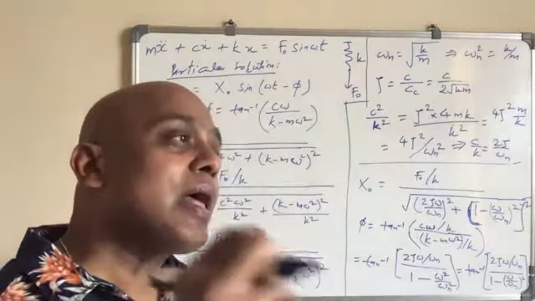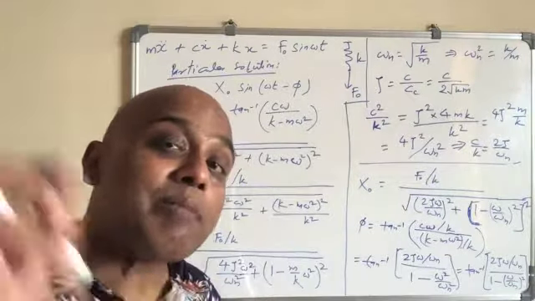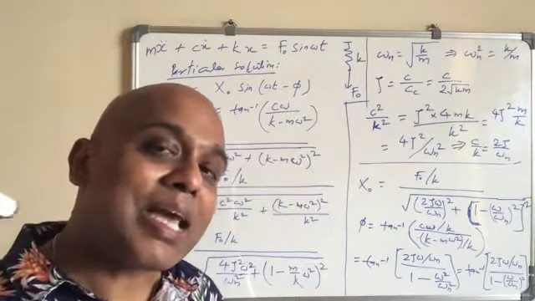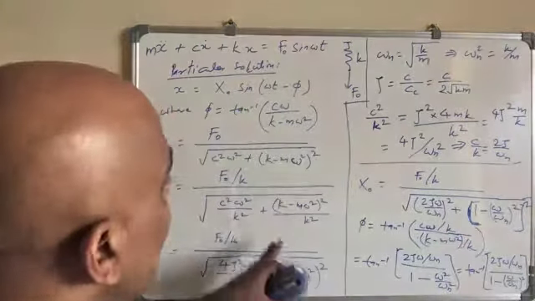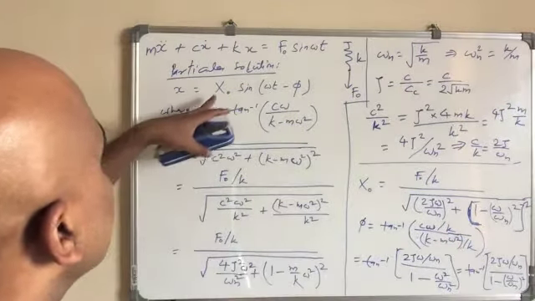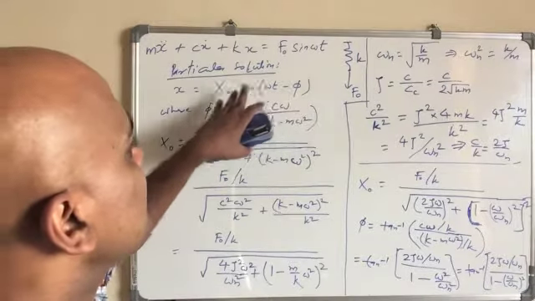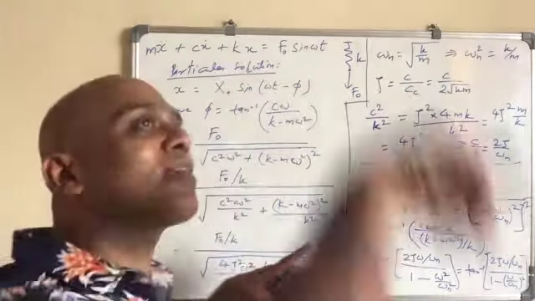There is no term such as e to the power minus zeta omega n t, which decreases with time. What you have is the solution x naught sine omega t minus phi. That really means this is sinusoidal only.